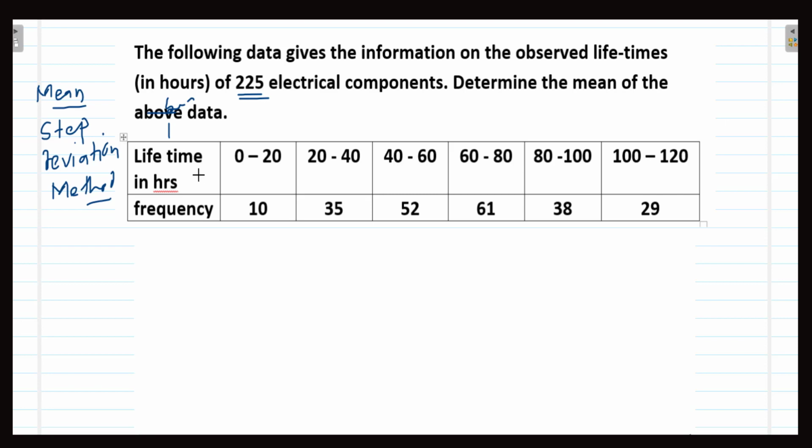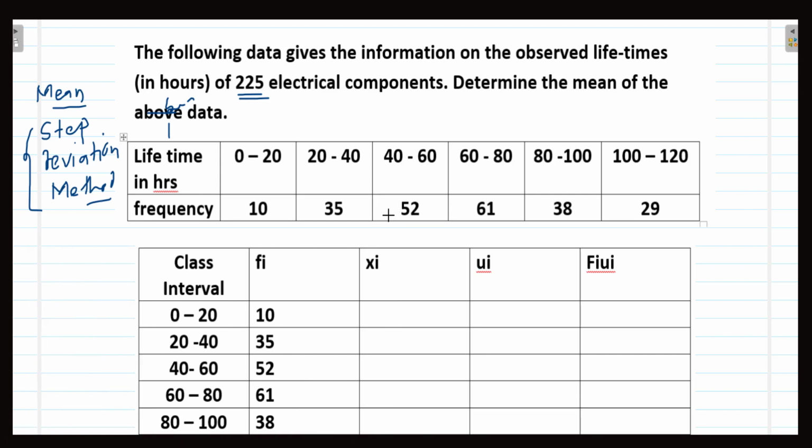The lifetime in hours of that electrical components is given as 0 to 20, 20 to 40, 40 to 60, 60 to 80, 80 to 100 and 100 to 120. And the frequency is given as 10, 35, 52, 61, 38 and 29. With the help of this data you have to find the mean using step deviation method. So let us see how to find by using step deviation method.